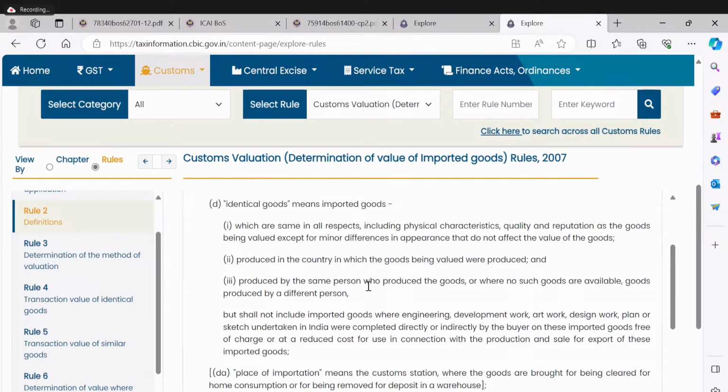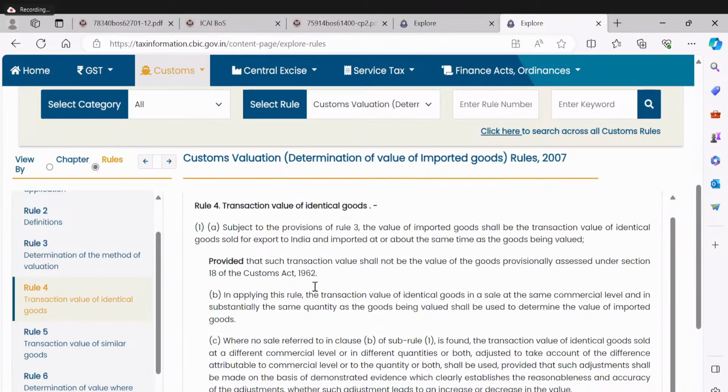But they shall not include imported goods where engineering, development work, or artwork, design work, plan, or sketch undertaken in India were completed directly or indirectly by the buyer on these imported goods free of charge or at a reduced cost for use in connection with production and sales for export of these imported goods. So this is what identical goods is.